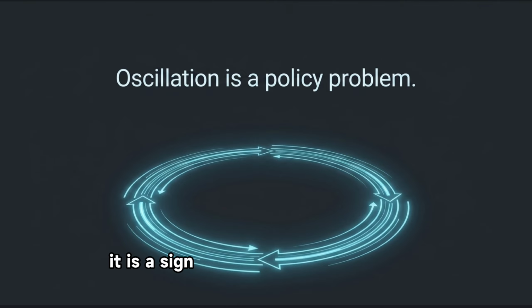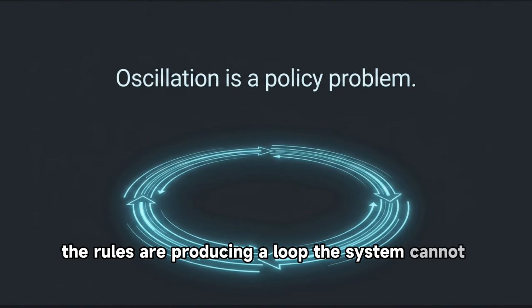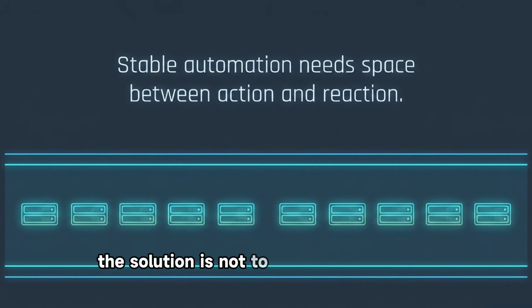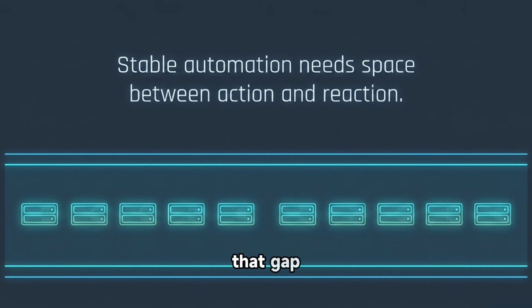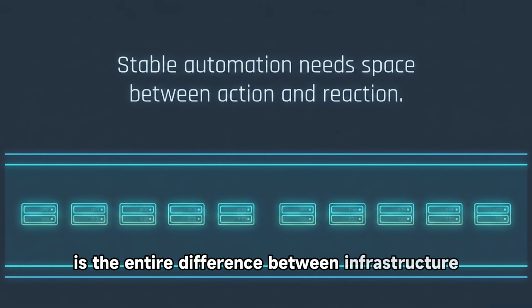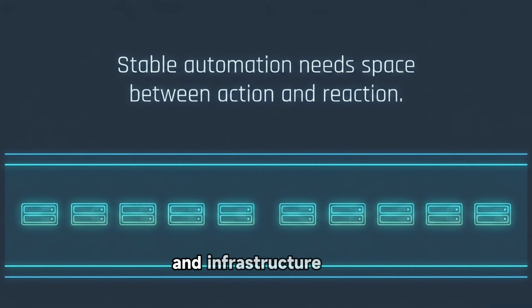It is a sign that the policy governing it does not account for the size and effect of its own interventions. The infrastructure is following its rules faithfully. The rules are producing a loop the system cannot escape. The solution is not to disable auto-scaling. It is to design the policy so that the gap between action and counteraction is wide enough that the system can reach a stable state and stay in it. That gap is the entire difference between infrastructure that manages itself and infrastructure that endlessly manages itself into instability.